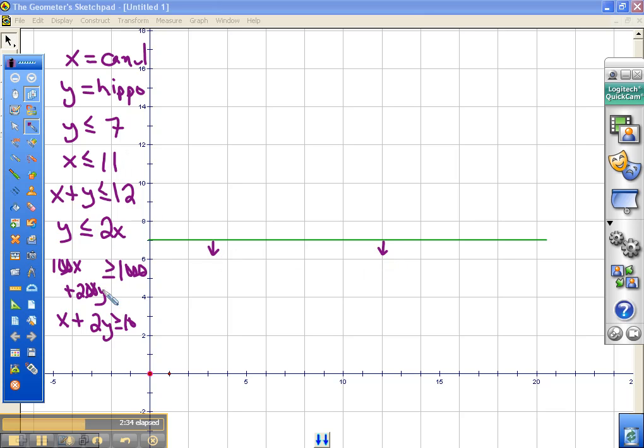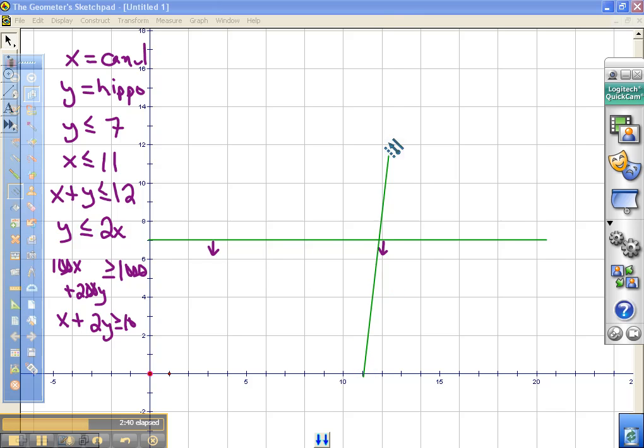Next one, x must be less than or equal to 11. So I'm going to go up here to 11, and x must be less than or equal to 11.